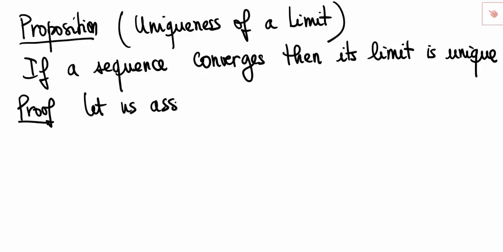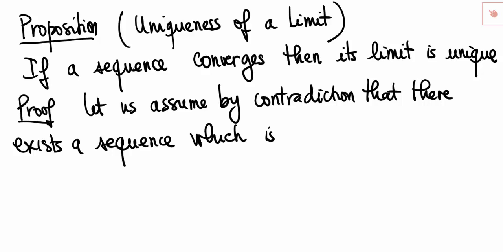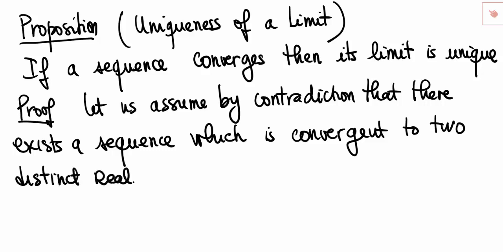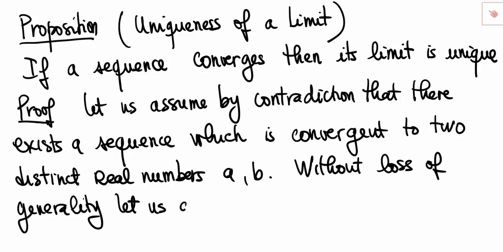Let us assume by contradiction that there exists a sequence which is convergent to two distinct real numbers, let's say A and B. Without loss of generality, let us assume that A is strictly less than B.